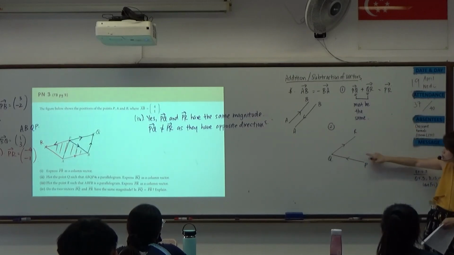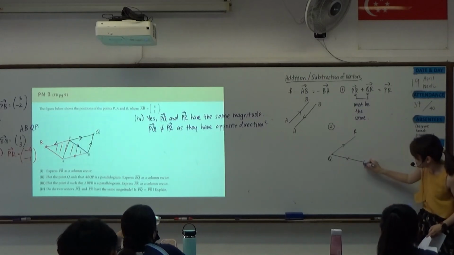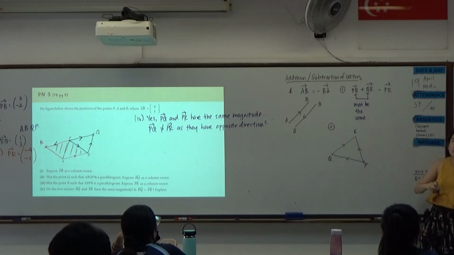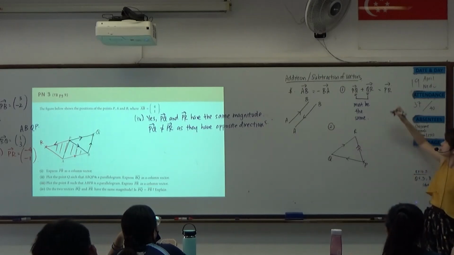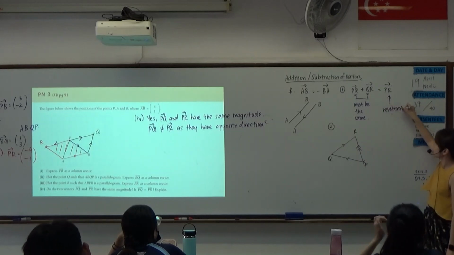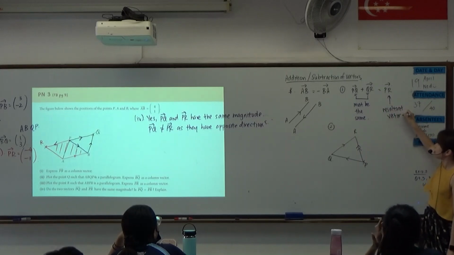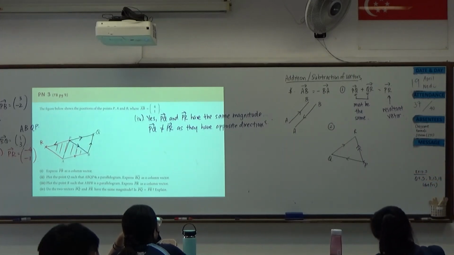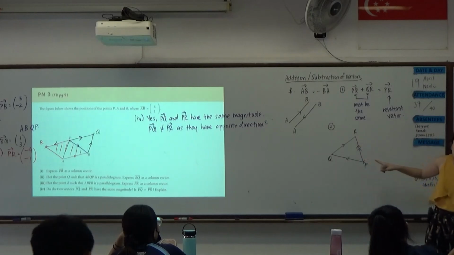It is as good as walking from this point P all the way to R itself. So that is your resultant vector. Another name for it is resultant vector. It is really similar to what you would have learned in your physics, when you draw your free body diagrams. You still draw free body diagrams, right? So the same concept.